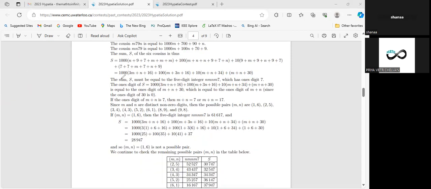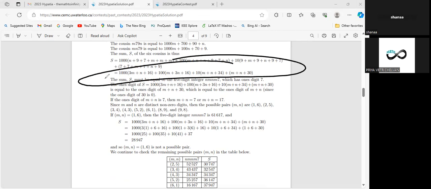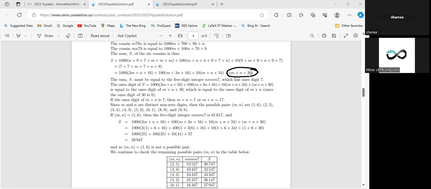They're saying that the sum S must be equal to the 5-digit integer NM7, which has ones digit as 7 here. So the ones digit of S is equal to M plus N plus this 30 part. The last part is going to be the ones digit, right?